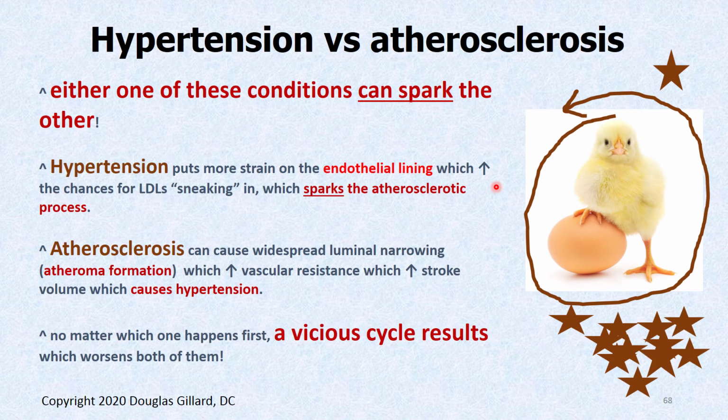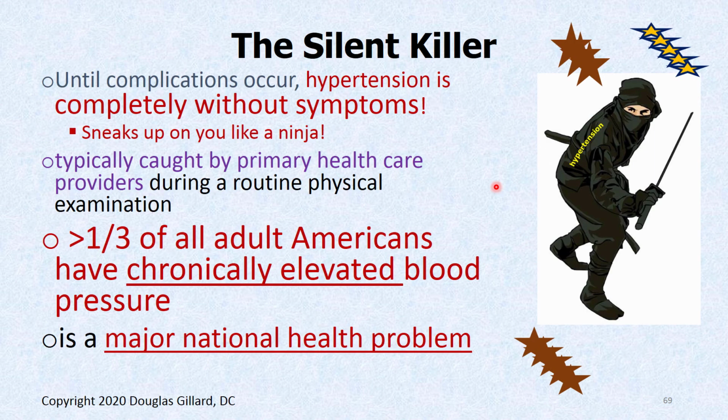All right, chicken and the egg. Hypertension is a cause of atherosclerosis, and atherosclerotic plaquing increases hypertension, so you get a chicken and the egg scenario. If you get an increase in hypertension, it increases atherosclerosis. If you get an increase in atherosclerosis, it increases hypertension, so you get this vicious cycle.